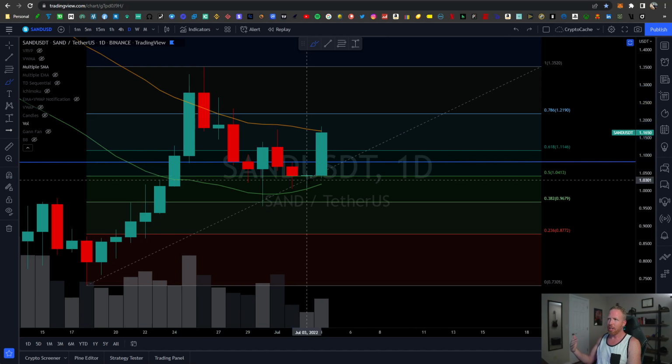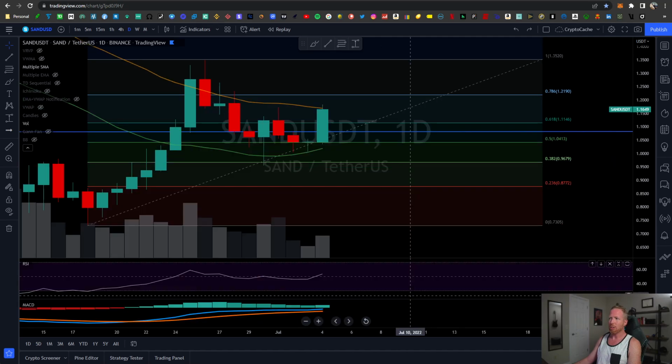Okay, so again, I think we're looking to be in good shape here. If we can close above the 50-day SMA today and/or tomorrow, then I think we'll likely be able to see the price continue higher. It does look like it wants to do that.